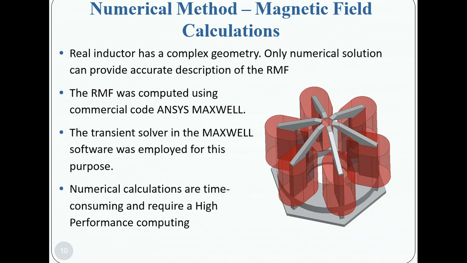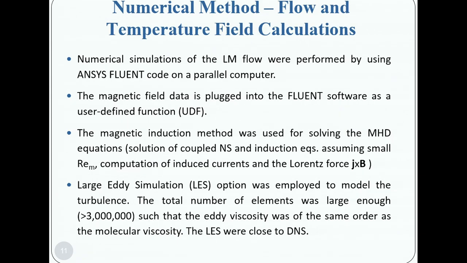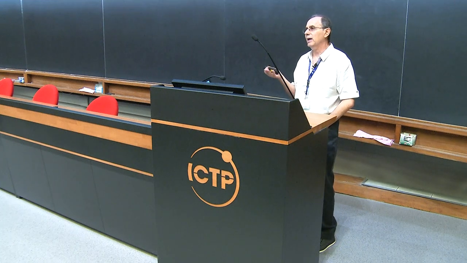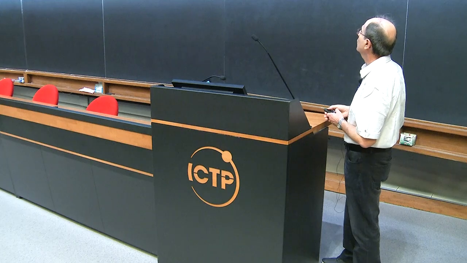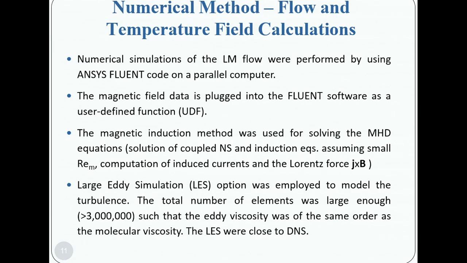So one cannot solve the magnetic field with this real geometry, so the numerical calculations were used in CELT by means of the Ansys-Maxwell code. Numerical calculations are rather time consuming, so we used a highly efficient parallel computer. Now, the analytical solution for flow can be found, but it doesn't make sense because it's a laminar solution, and the real flow is turbulent, very much turbulent. So I don't show you the analytical solution for the flow, and just go to the numerical solution. Now, we use ANSYS Fluent to solve the Navier-Stokes equation with Lorentz force J cross B.